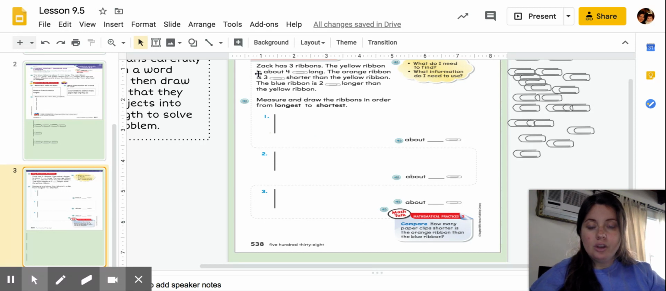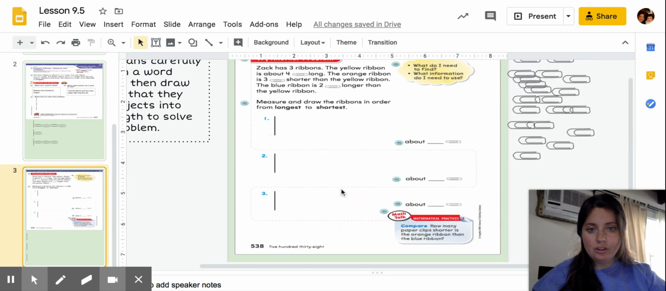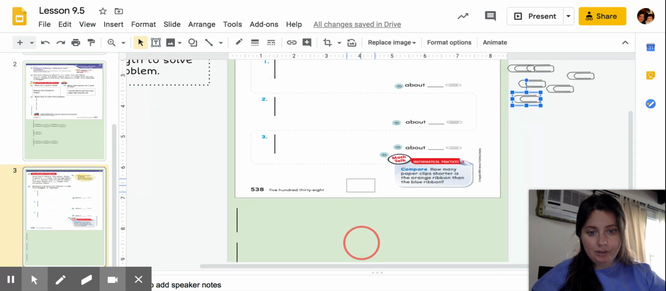All right, so I'm going to go back. I'm going to reread the first sentence and I'm going to draw it. Zach has 3 ribbons. Okay, so 1, 2, 3. Okay, that's where they're going to go. The yellow ribbon is about 4 paper clips long. Okay, let me draw that. I'm going to make the yellow ribbon first.